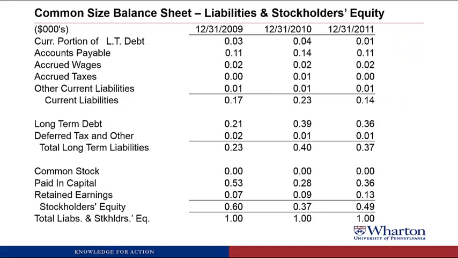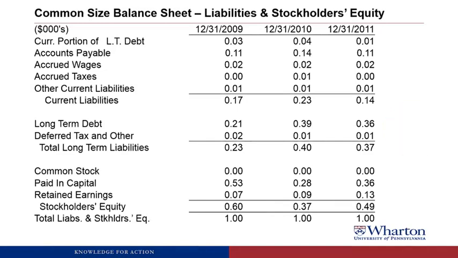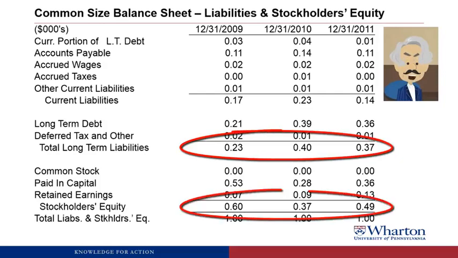Here is the liability and stockholders' equity side of the common size balance sheet. So again, pause, take a look and see what you see. These numbers look much more, as Elizabeth would say, squirrely. The biggest trend is the increase in liabilities relative to equity.